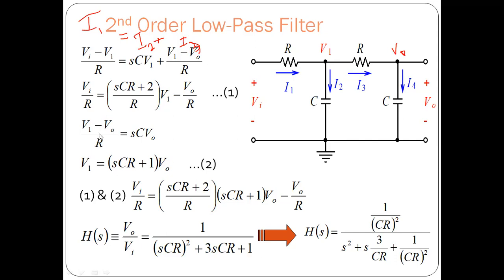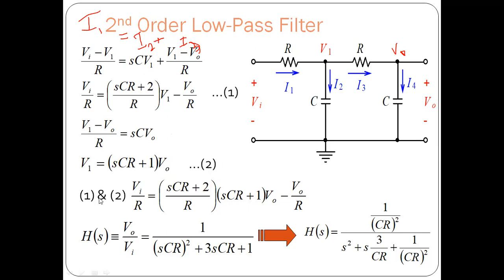So from this equation we can write V1 is equal to (SCR plus 1) times V0 by R. We bring this R to this side, and the V0 by R also to this side. So now this equation becomes V1 is equal to (SCR plus 1) into V0. We consider this as equation 2.